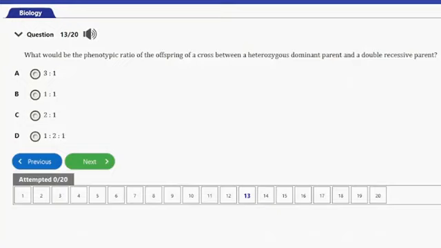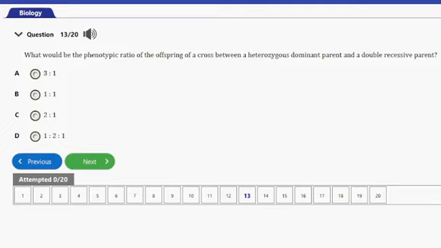Question number 13. It says, what would be the phenotypic ratio of the offspring of a cross between a heterozygous dominant parent and a double recessive parent? Okay, we have option A 3:1, option B 1:1, option C 2:1, option D 1:2:1. So guys, considering this question here, the question actually says, what will be the phenotypic ratio of the offspring of a cross between a heterozygous dominant plant and a double recessive parent?